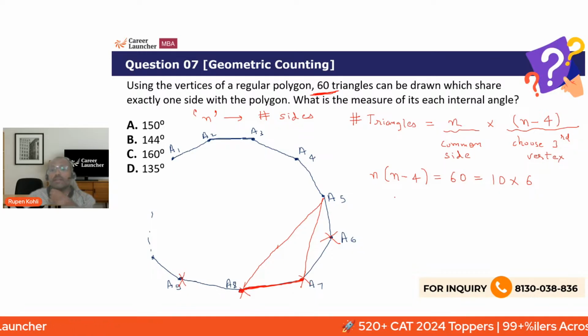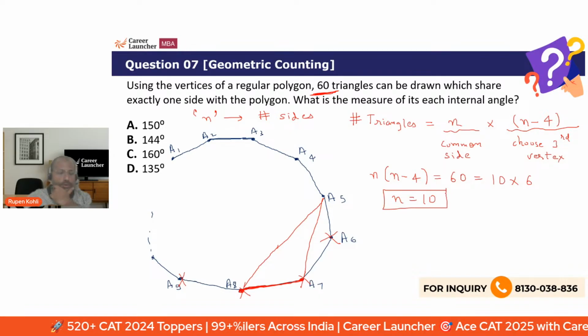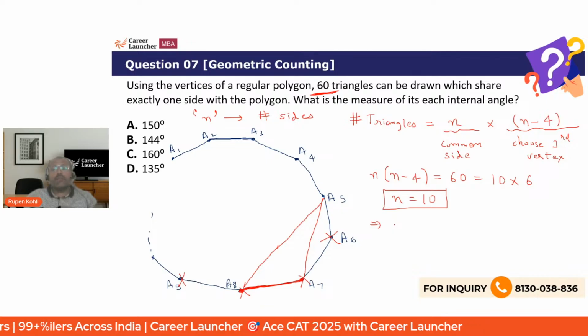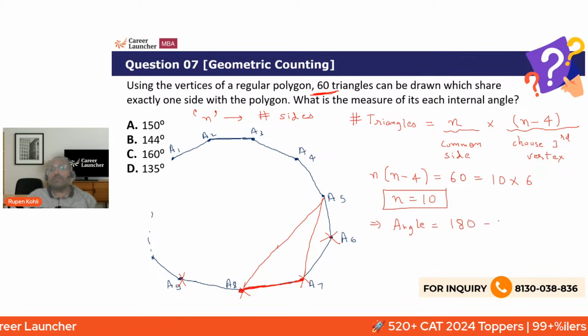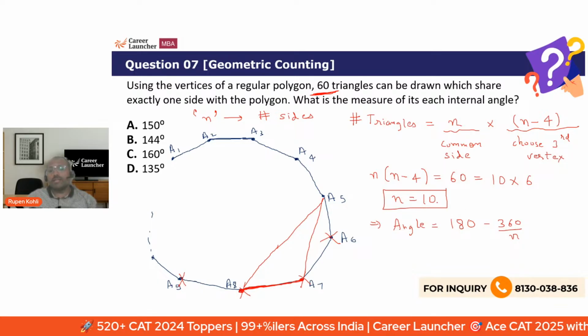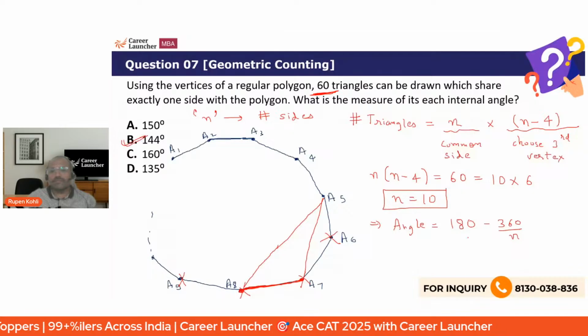So what are we getting? We are getting n as 10. So it's a decagon, a regular 10-sided polygon. Hence, finishing the problem, the required angle is, and all of us should know that the internal angle of a regular polygon of n sides is always 180 minus 360 by n. So for n equal to 10, you get 180 minus 36, or 144 degrees, the answer.